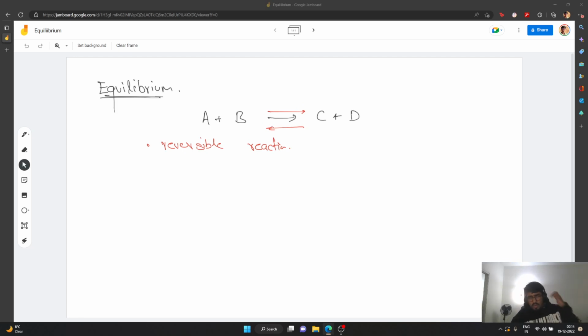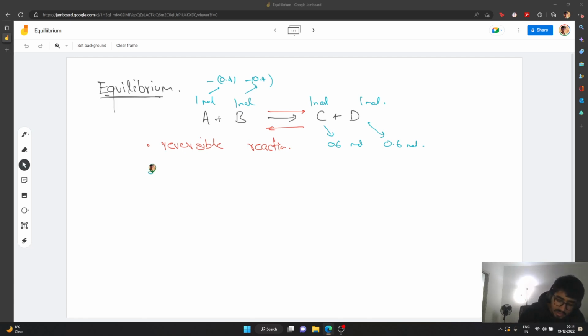Next is the concept of yield. Say that A and B are given, and then you get C and D at the end. The idea is that you might not get all of C and all of D. Say you put in 1 mole of this and 1 mole of this. You expect 1 mole of each product to be found, but maybe only 0.6 moles of each are found. So not the whole 1 mole is consumed; only 0.6 is used up, which went to the other side, but 0.4 is still there.